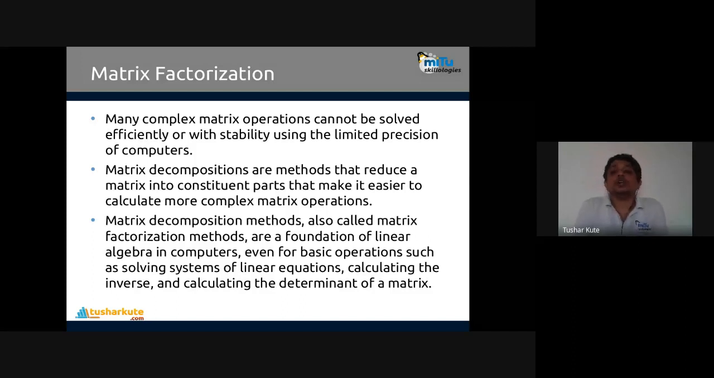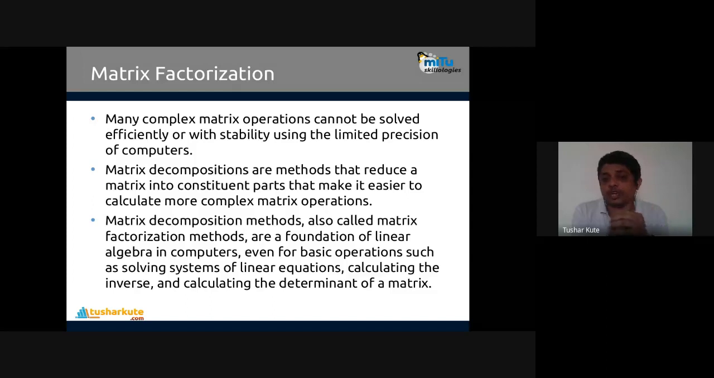Yes. So what is factorization? Many complex matrix operations cannot be solved efficiently or with stability using the limited precision of computers. Okay, the limited precision of computers, because our precision is only about 16 to 17 digits. But if you want to solve operations with a high amount of precision, it may not be possible because of this particular reason.